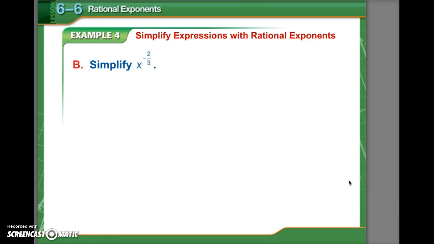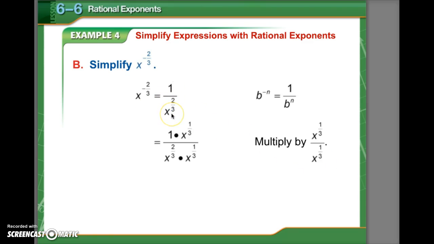And in part B, we're going to simplify x to the negative 2/3. Remember, anytime you have a negative exponent, it's 1 over the problem that you're given. So this would be, if we simplify it, 1 over x to the 2/3. And when you do this, we want to have a positive exponent in the denominator, or a whole exponent. We don't want to have a fractional exponent.